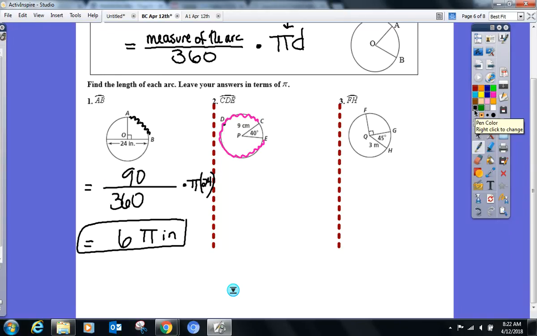How many degrees in a circle? I know part of it's 40, and I'm looking for the other part, right? So it should be? What do you got for me? 320. Everyone see why I'm using 320 in the formula? Out of 360 times pi. What did they give me there, Skylar? What's that 9 representing? Radius, so I'll double it and get 18 for the diameter.